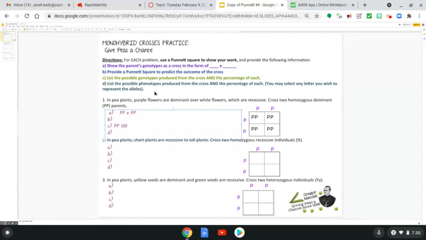Then it asks you the phenotypes. Phenotype is what it looks like. All right, what did dominant P signify? Purple. So 100% are purple. Now, it says here, you may select any letter you wish to represent the alleles.